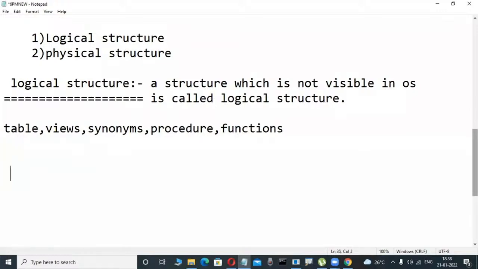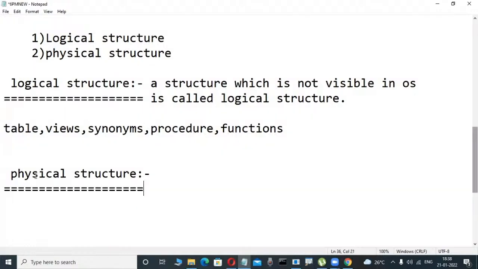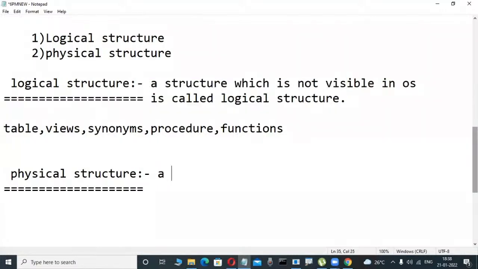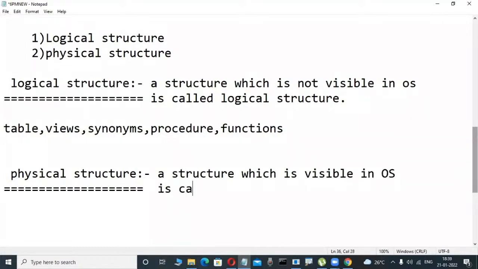Now observe here. What is a physical structure? Don't write it, just roughly observe it here. Physical structure is there. Now, just for the idea. What does physical structure mean? This is the opposite. A structure which is visible in the operating system, visible in the OS, is called the physical structure.